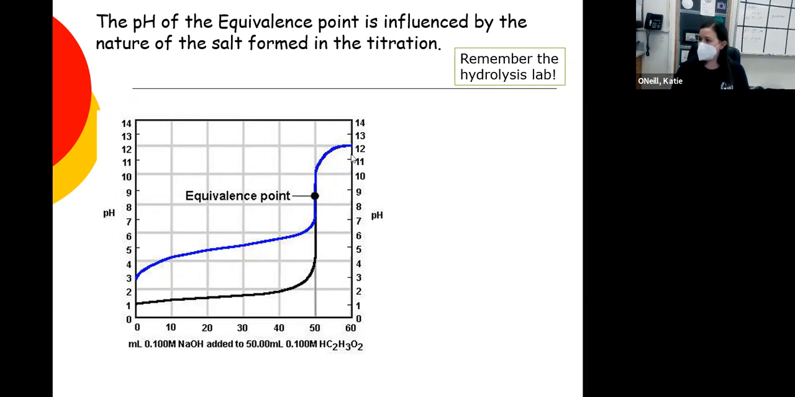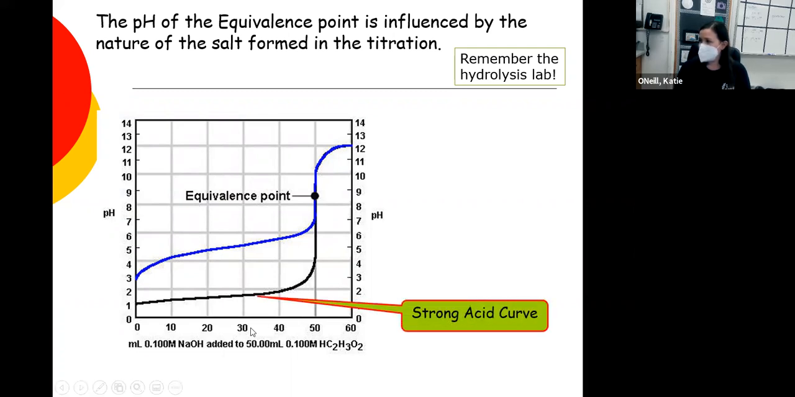So in this example, we are titrating with sodium hydroxide, a strong base. And so this black line here would be what would happen if I have the strong base. I'm sorry. So we're titrating with the base. So if this was strong acid with strong base, then the black line would form.